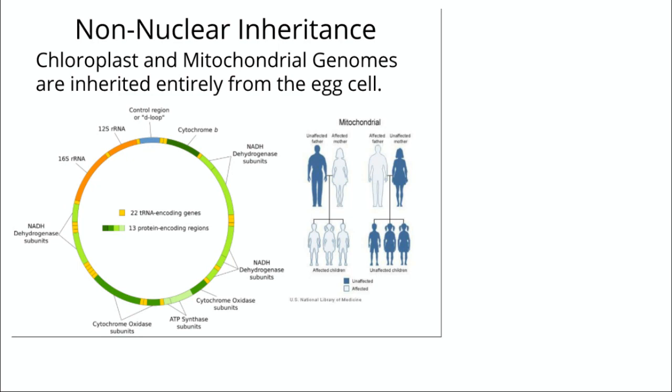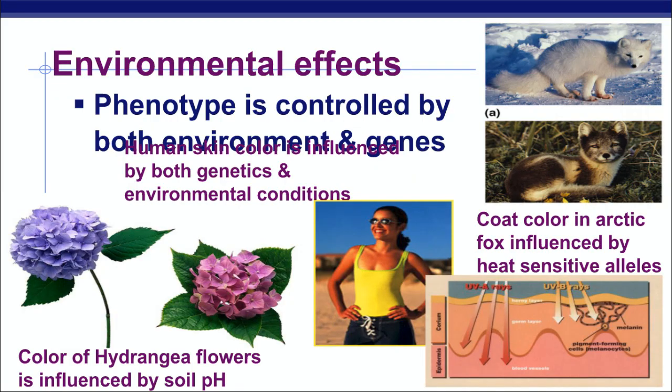And so you may not see as much information in your reading as you do the other types of inheritance. Finally, we have environmental effects on genes that alter the phenotype. So phenotype is controlled. We've been talking about the alleles and the genes that are present, but they can also be controlled by the environment. And I know that this is kind of blurred together, but human skin is an example of a phenotype.